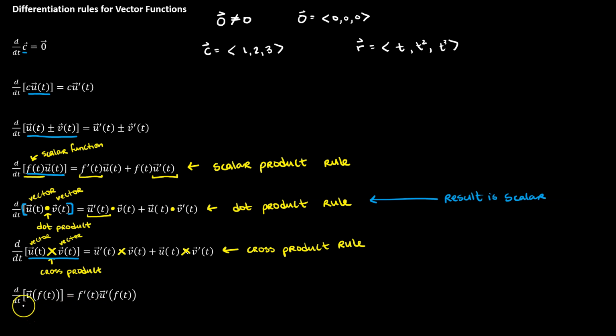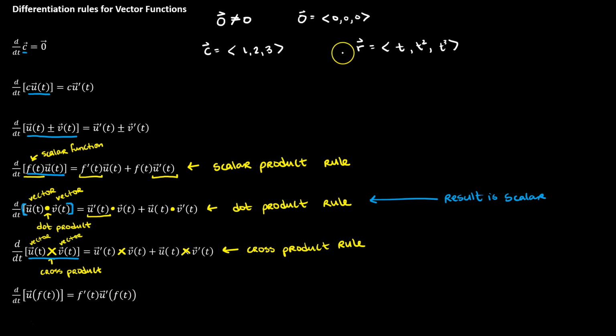We have one last rule down here, and it's a type of chain rule. This says we're looking at a vector function u, but inside of u is a function of t. And what this rule tells us is that we can pull out that function of t, take the derivative of it, and multiply it to the derivative u prime with that function of t still in it.